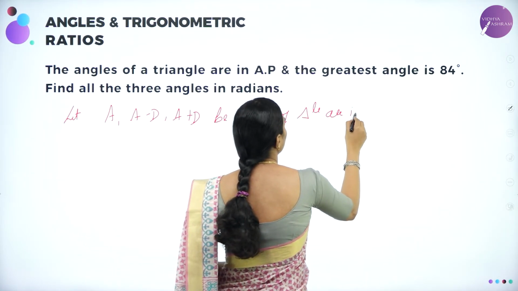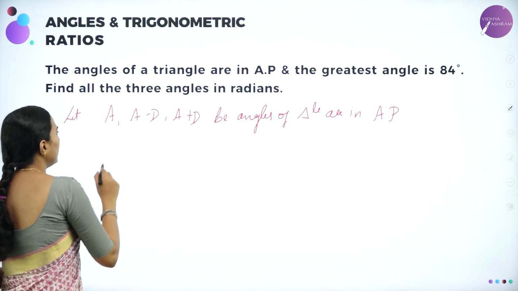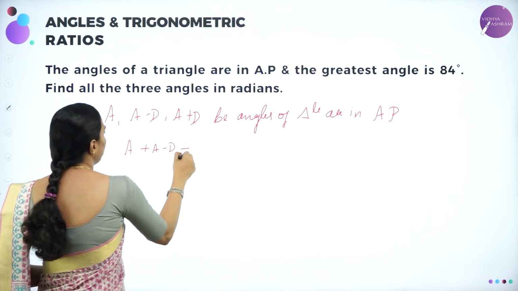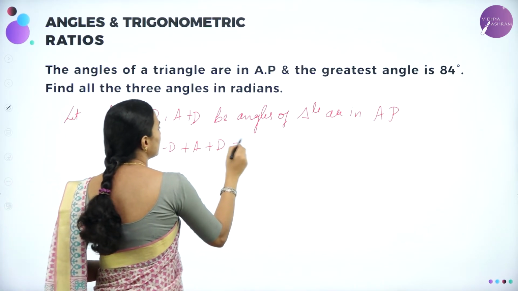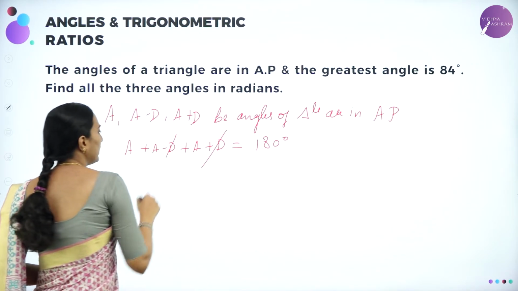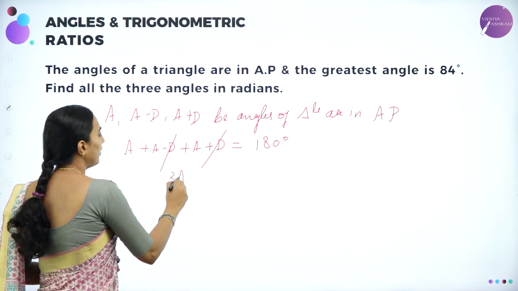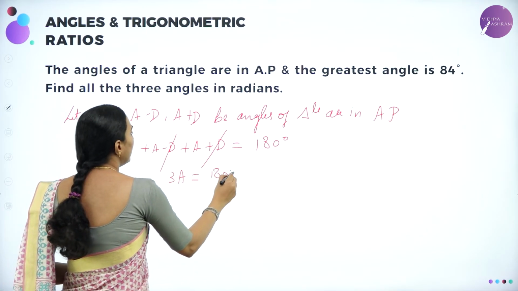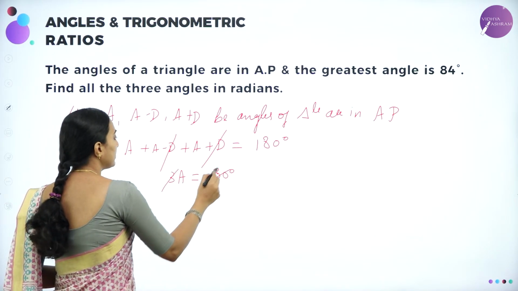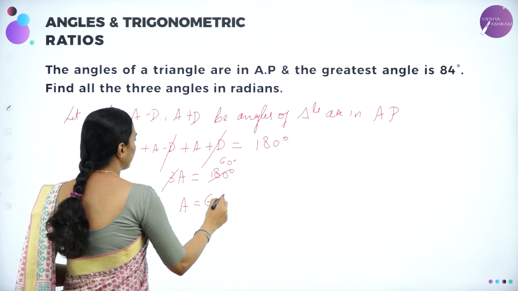Are in AP. Therefore, you are going to have A plus A minus D plus A plus D. Sum of the angles of a triangle is 180 degree. D minus D will get cancelled. 1, 2, 3 times of A, which will be 180 degree. Now, 3A is equal to 180 degree. Therefore, A will be equal to 60 degree.